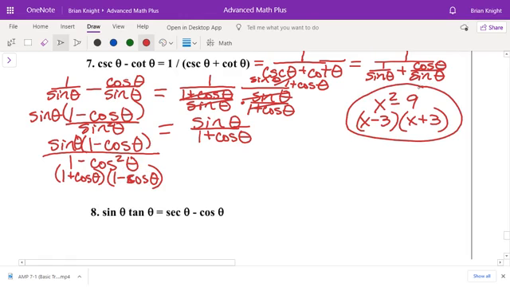Now that we're multiplying, what can I do with these 1 minus cosine thetas? Cancel. I can cancel them. And then you have it. I'm left with sine theta over 1 plus cosine theta.